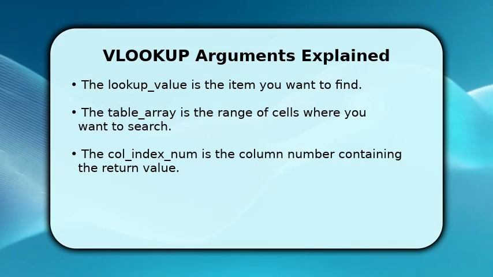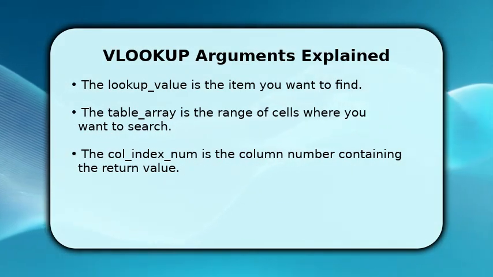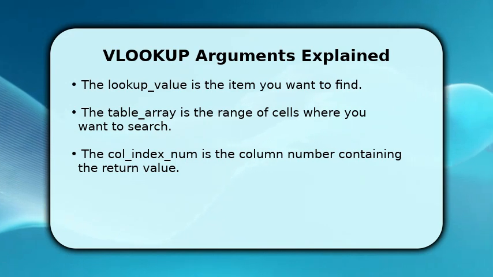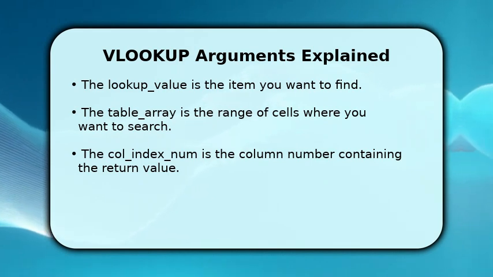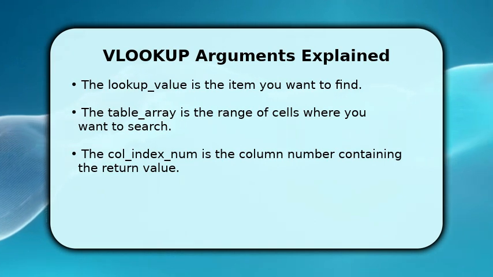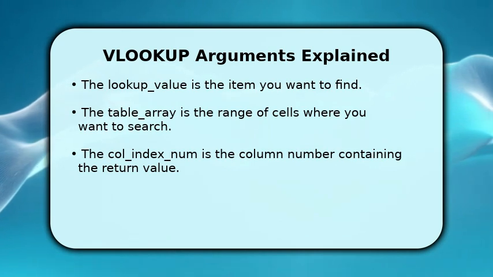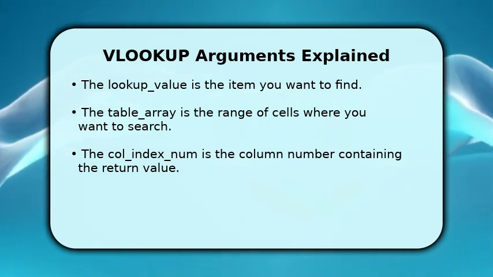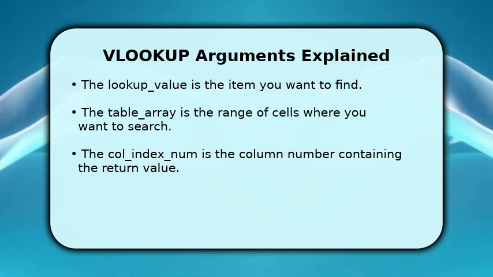Let's break down the 4 key arguments for VLOOKUP. First, the lookup value is the specific piece of data you're trying to find. Second, the table array is the entire range of cells where your data resides, including both the lookup column and the result column. Third, the column index num is a number indicating which column in your table array contains the value you want to retrieve. Finally, range lookup determines if you need an exact match, typically set to false or 0, or an approximate match, set to true or 1.